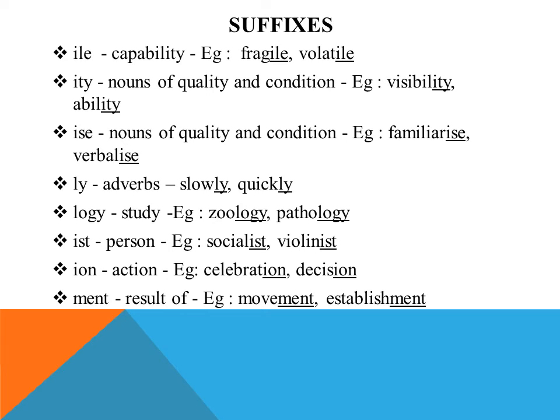The next word is ion, that is, it is going to represent some action. For example, celebration, decision. The next word is ment. Ment again represents some action or the result of any action. For example, movement, establishment.